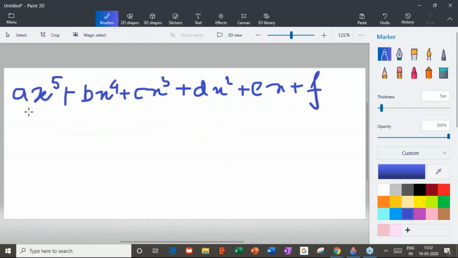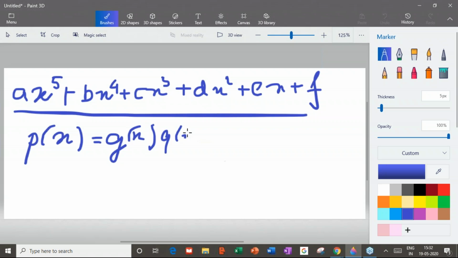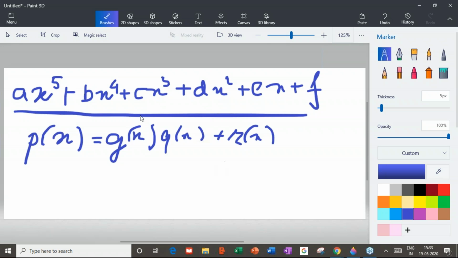A polynomial of degree 5 is basically what I've written here on the screen. This is how it looks. Now you are familiar with the division algorithm, right? Which says that P of X, the dividend, is nothing but the divisor G of X into the quotient Q of X plus the remainder, right? This is the division algorithm.